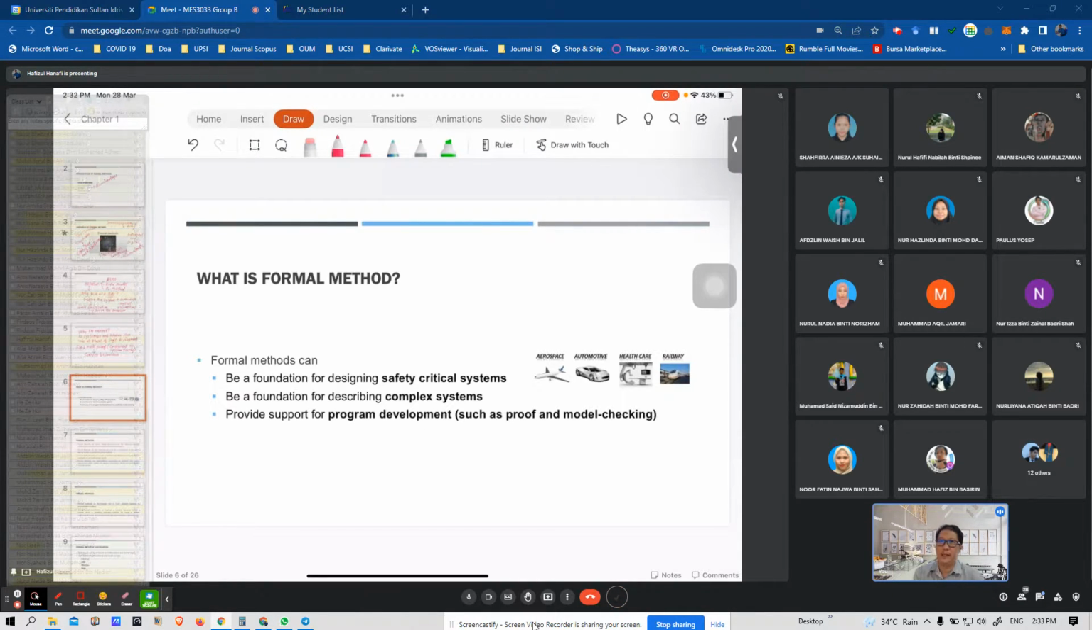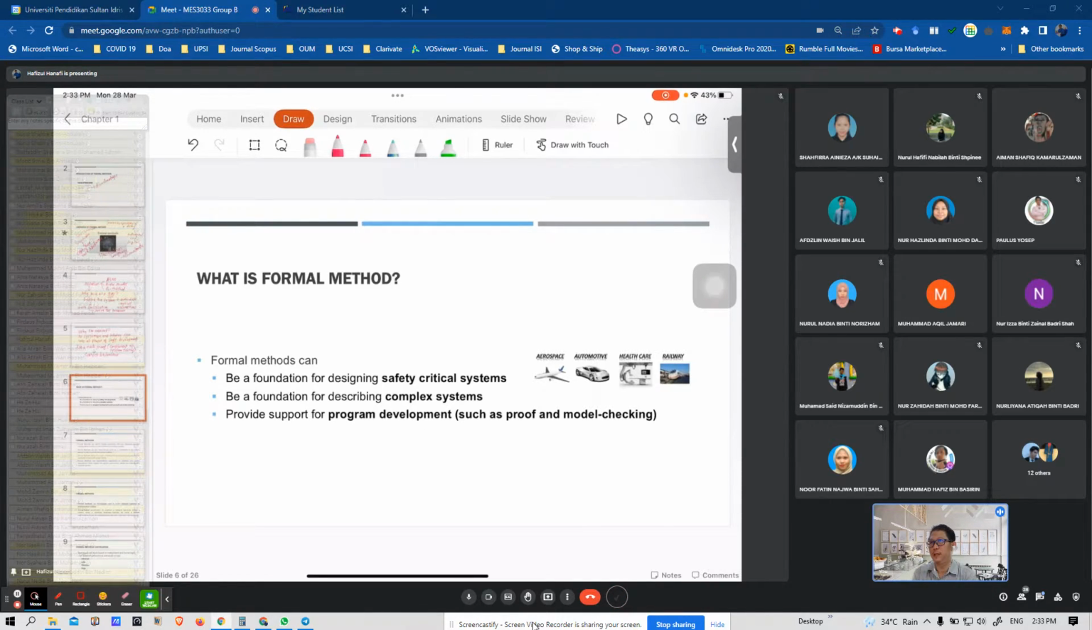For example, we have aerospace. Why is aerospace a very critical system? Aerospace ni kenapa dia jadi sebahagian daripada critical system? Siapa tahu? No, because it involves life. Okay, kalau kamu tengok aerospace ni kan very critical sebab dia melibatkan nyawa. Nyawa. For example, automotive. Automotive pun same.